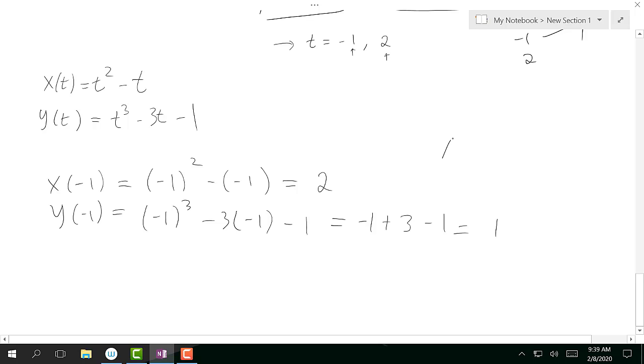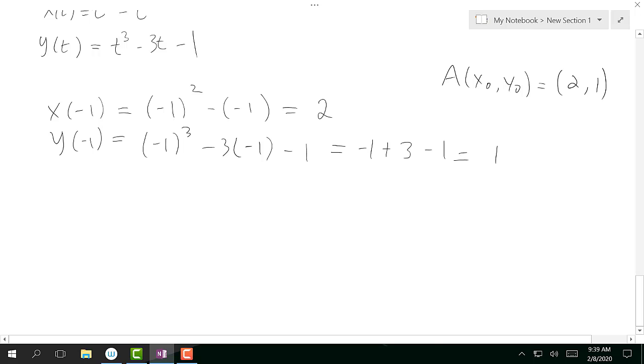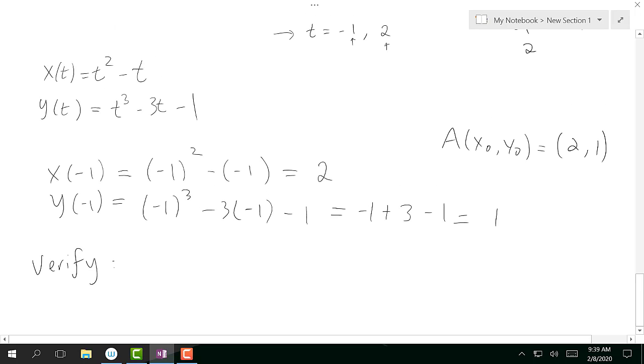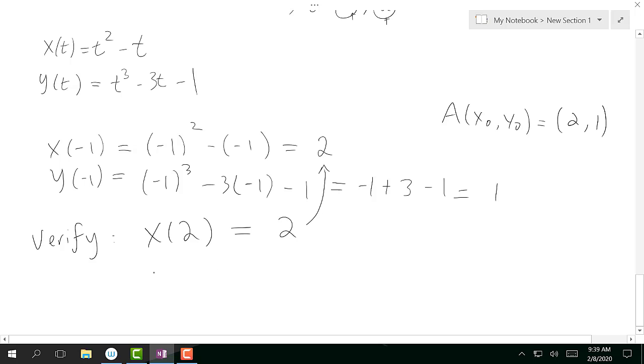Okay, so apparently the point x naught, y naught, the point of self-intersection, is 2, 1. So what you can do is just verify, do this yourself, that when I look at the same equations evaluated not at negative 1, but at 2, I get x of 2, well, it should be equal to 2. And is that right? Let's see. Yes. And that y of 2 will be 1. So you can go ahead and verify that yourself. But that's essentially what we have right here.